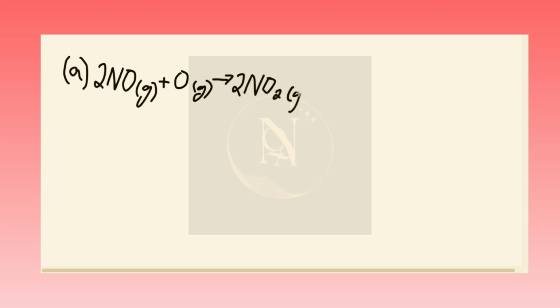Let's start by writing out the combined reactions here. So we recognize that there's 2NO that's going to be reacting with an oxygen group to produce 2NO2 gas after we've taken out all of the intermediates, which in this case is just the N2O2.